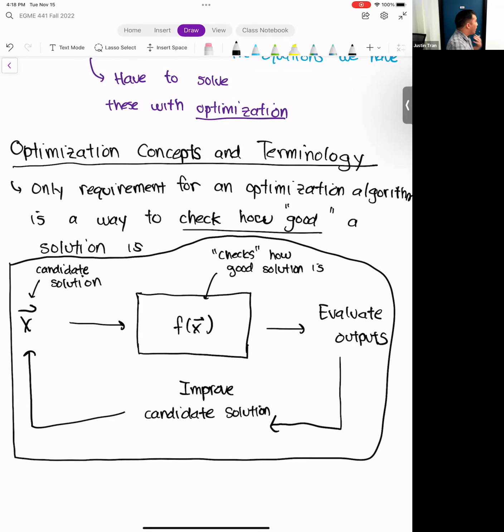So that's how optimization works in a nutshell. Again, it's very different. It's not like you're solving a set of equations for the solution right away. It's something that you're continuously guessing and checking.